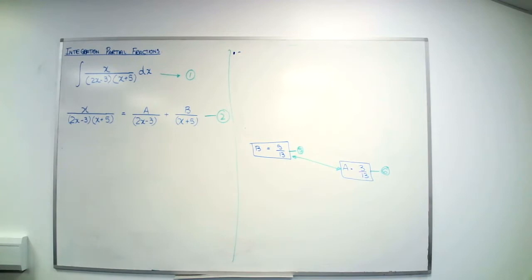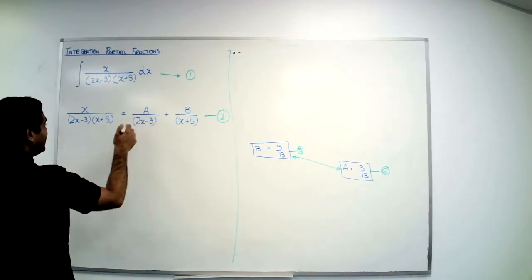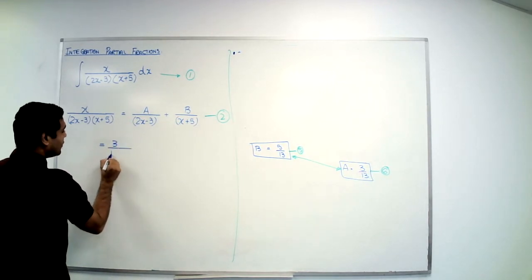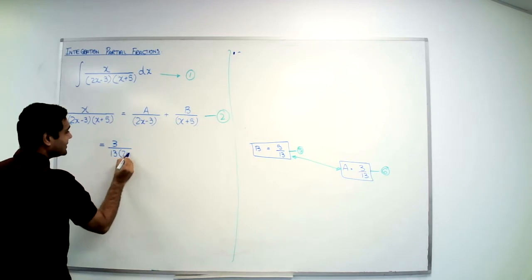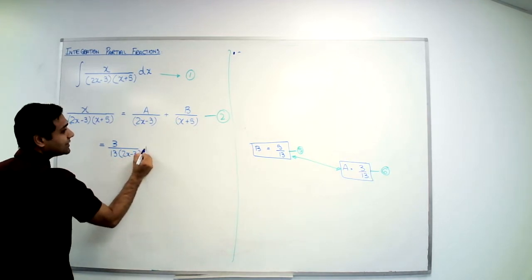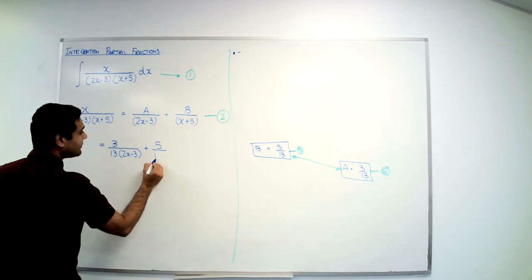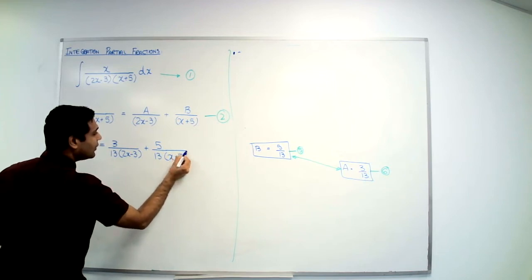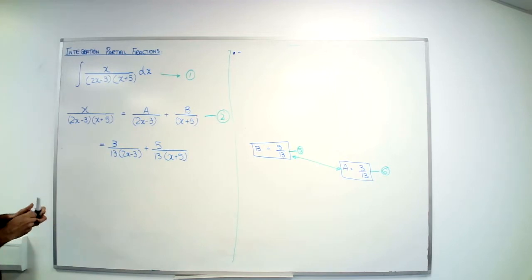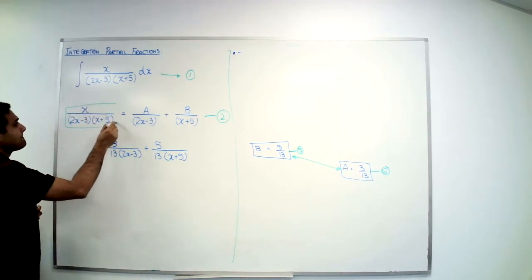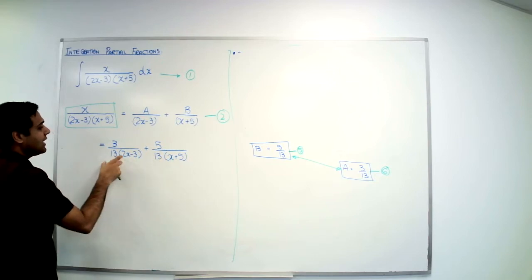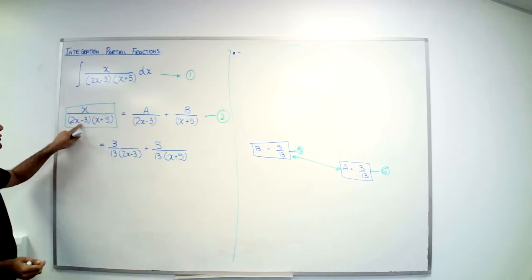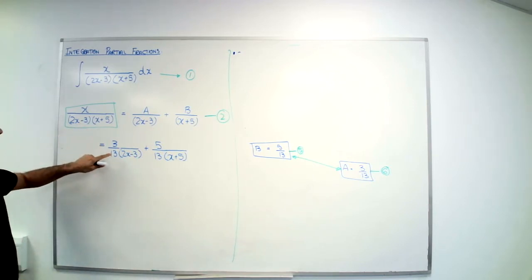Okay, now we got the value of the A and the B. So I would put the value of the A here. So A is 3 over 13. I write 3 over 13 and the 2x minus 3 as it is, plus the B is 5 over 13 and x plus 5. Okay. So what I've done is I've broken that bit into two partial fractions and I find the value of the A and find the value of the B. Rather than integrating this one, which we don't know how to, we can integrate this bit.